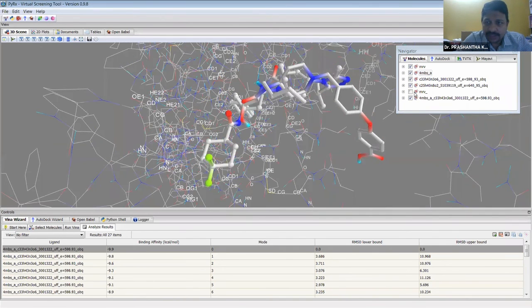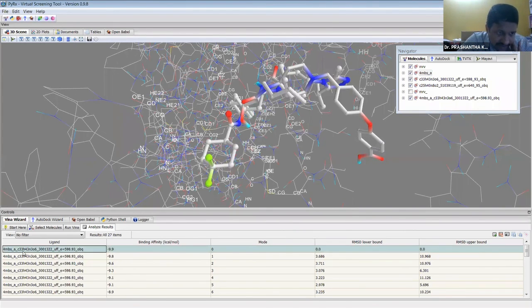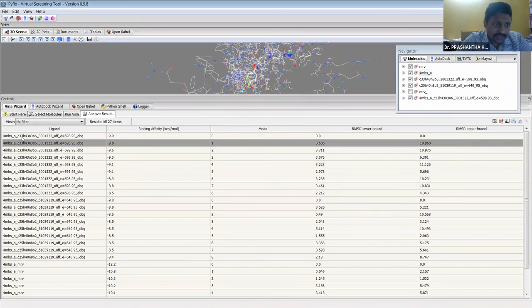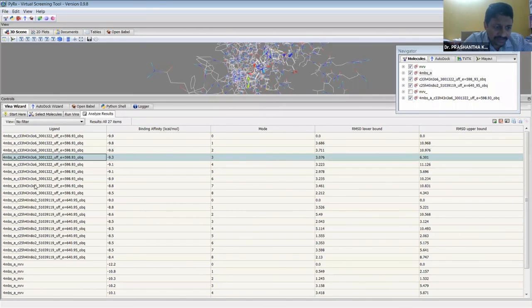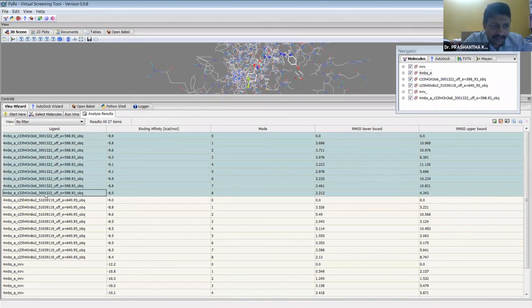Now the original Maraviroc is this one, and 4MBS C33 is one ligand, the energy is minus 9.9. This is the second conformation for that. If you want me to zoom in, for each ligand, C33 is one such ligand. 1, 2, 3, 4, 5, 6, 7, 8, 9. So these are the 9 conformations for one ligand.